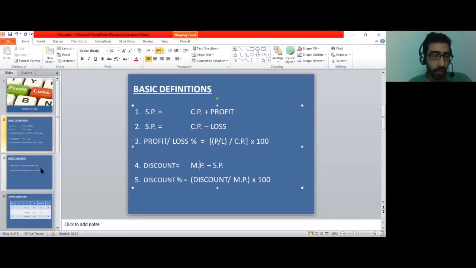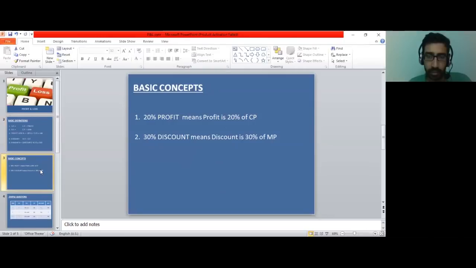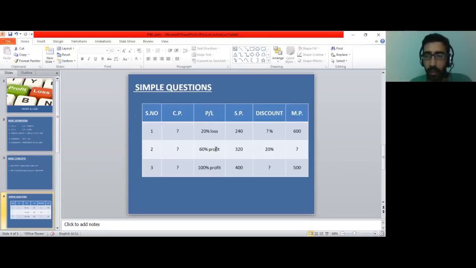If you do understand this, then just to summarize: 20% profit means profit is 20% of cost price, 30% discount means discount is 30% of market price. And to begin with, you have a small table. Why don't you fill in the missing values? Quickly go ahead and fill in the missing values, please. Essentially filling the blanks where you have a question mark.